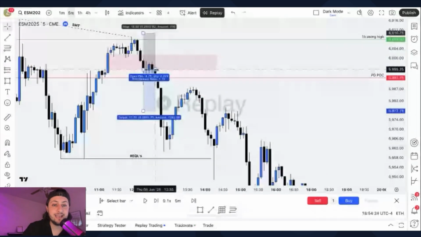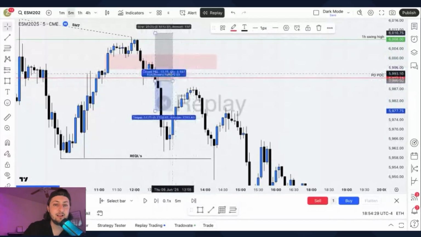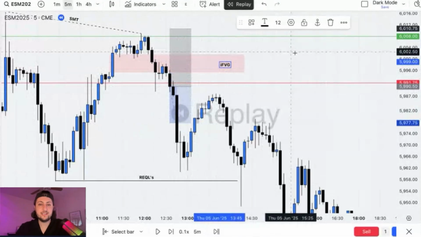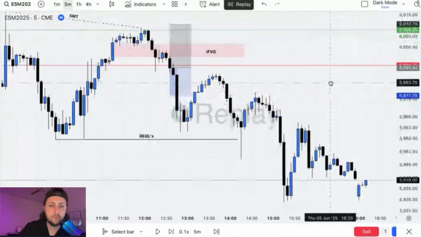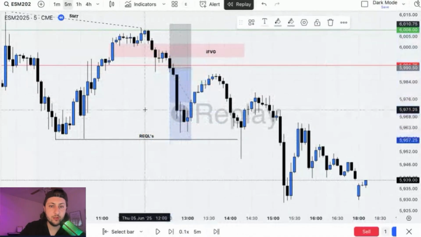Now, you can take this one though, right here. This is the closure. This is a legitimate inversion. So let's put that here. This has turned into an inversion fair value gap. Now, this is the first entry you can take, and you would be targeting those equal lows.